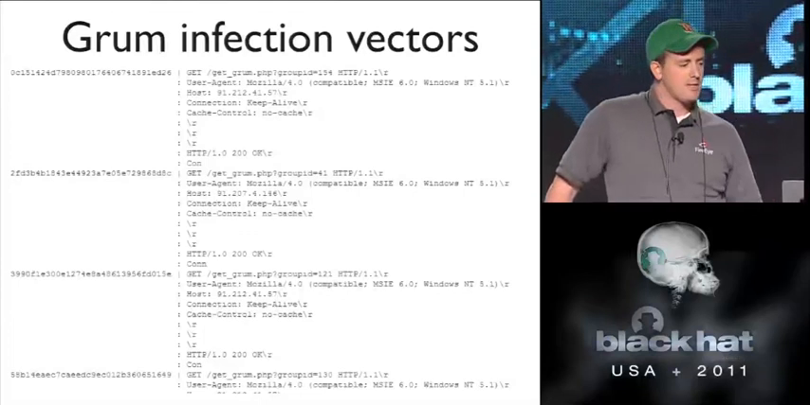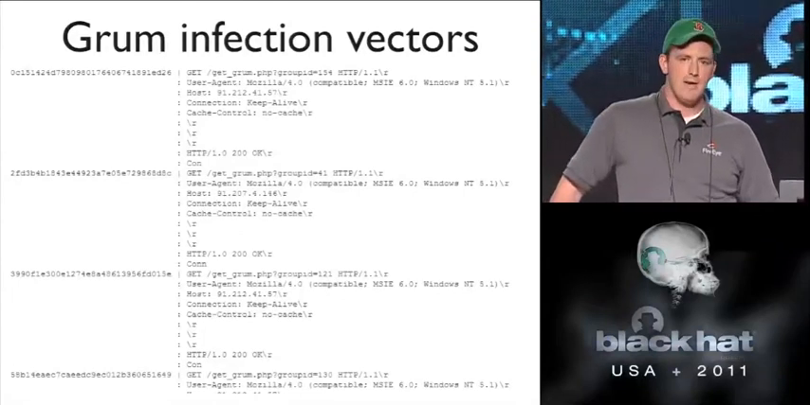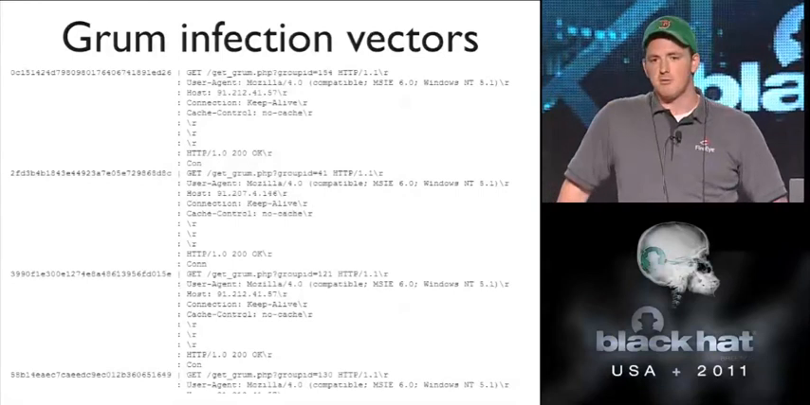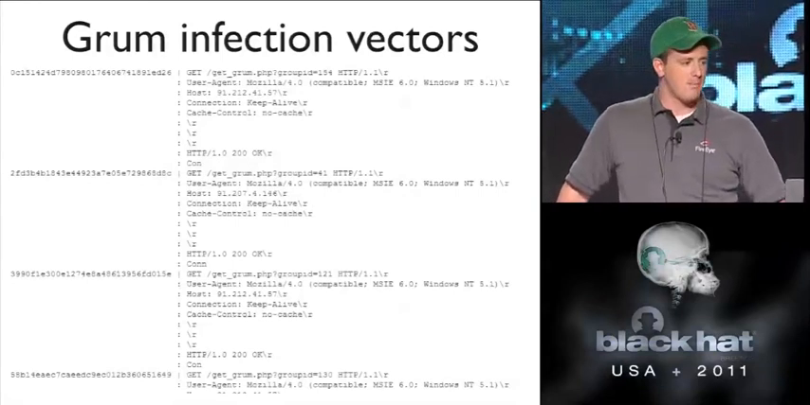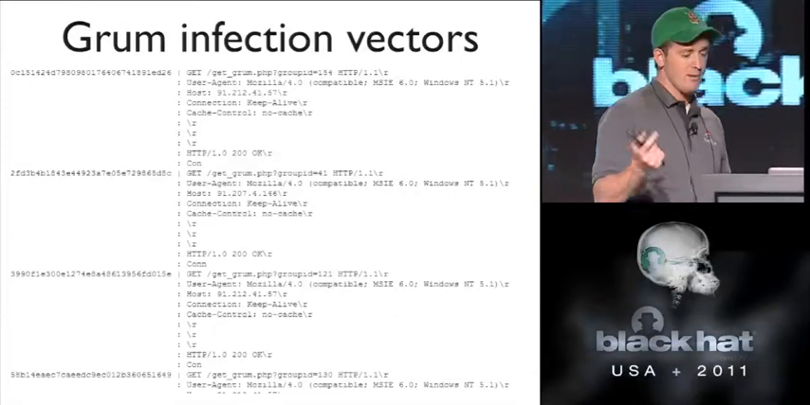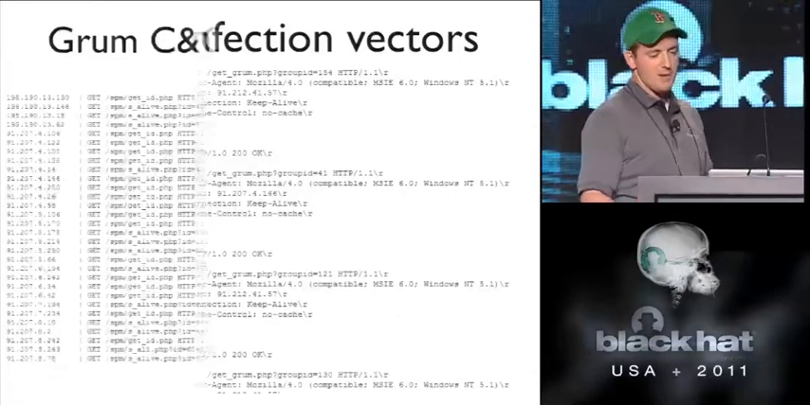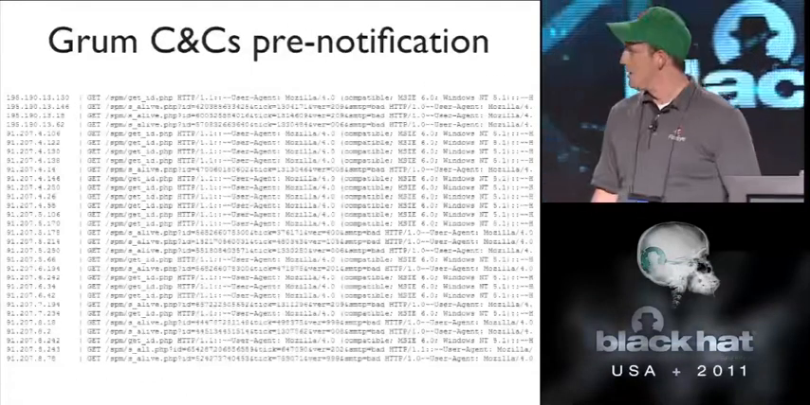So you figure out the characteristics it's using to pull down the malware, and you gather up hundreds or preferably thousands or tens of thousands of samples of the malware, and you start running it. Right, so when we started running Grum, this was in like 2009.